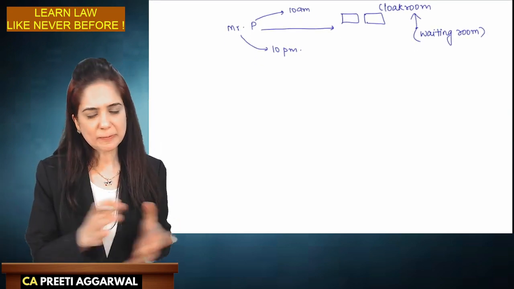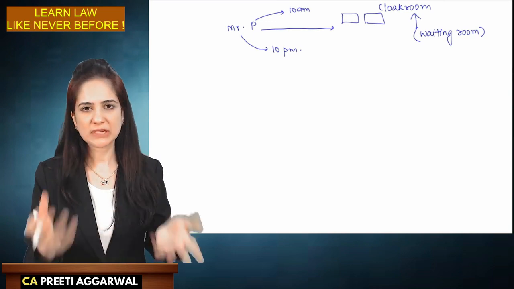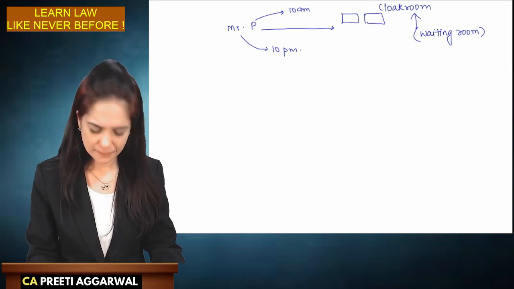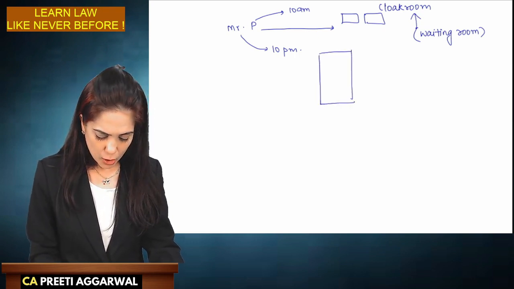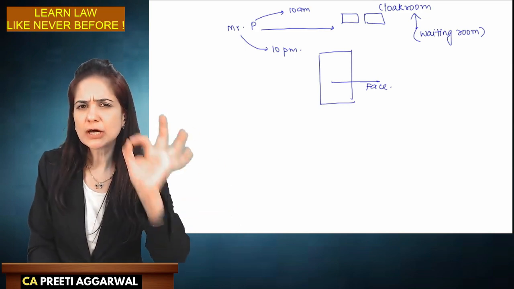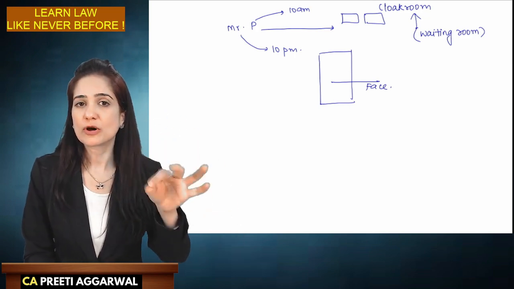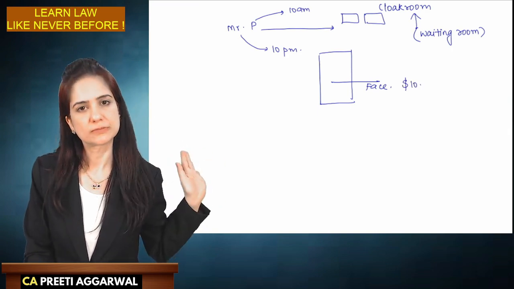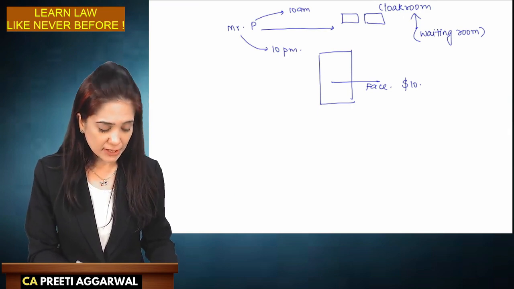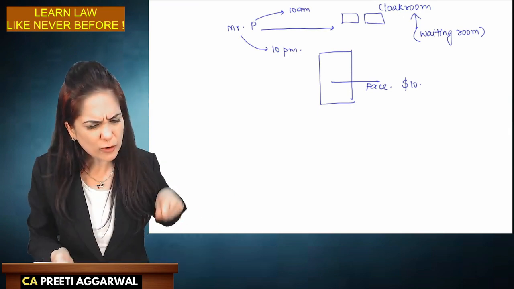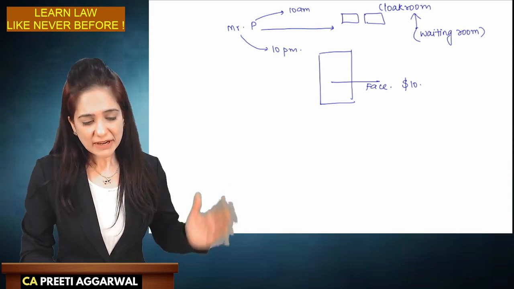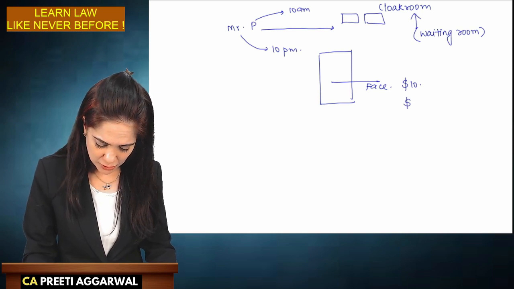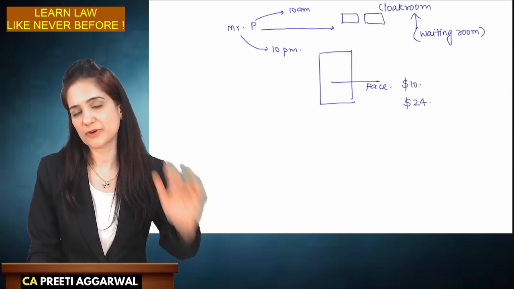Now, Mr. P went to the cloakroom. He kept his bags. The cloakroom manager gave him a receipt. On the face of the receipt, it was clearly mentioned that in case of loss of baggage, we will be responsible only for $10. Now, P did not even read what was written. He just folded it and kept it in his pocket. When he came back, he found that his bags were missing. He wants to claim the actual loss of $24 from them.